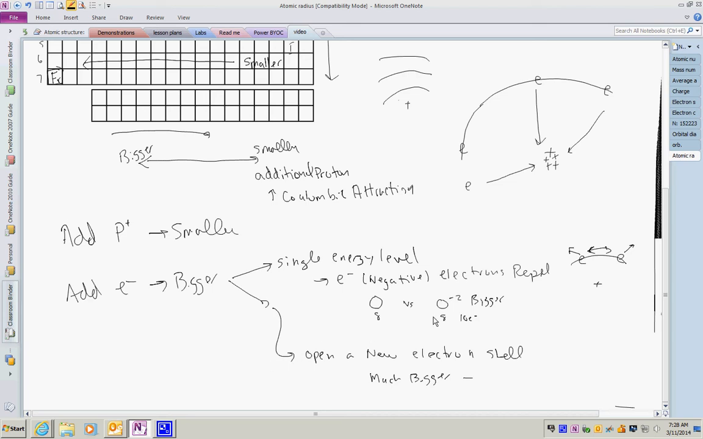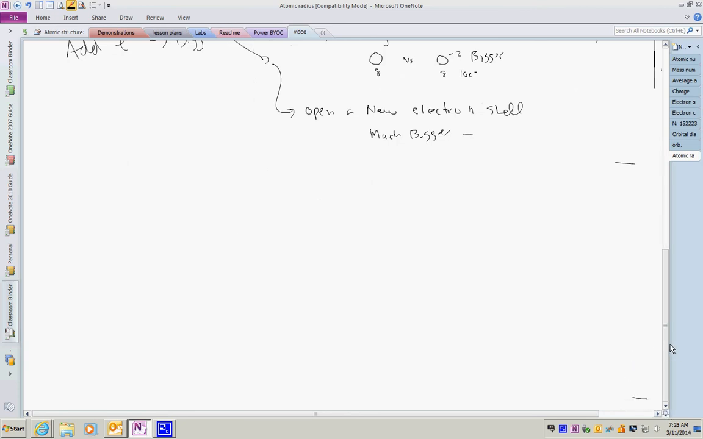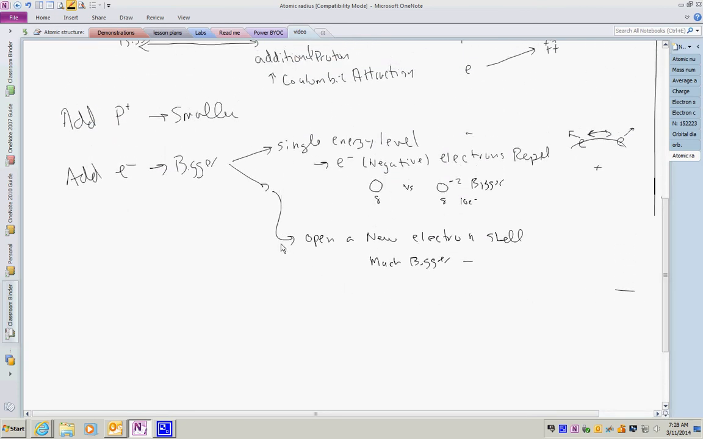Now, I could frame this as far as adding electrons, but you should also be aware that if you were to remove electrons, now again, if I removed them from a single level, I would get smaller, slightly. But if I removed electrons, eliminating an electron shell, it's going to get much smaller.